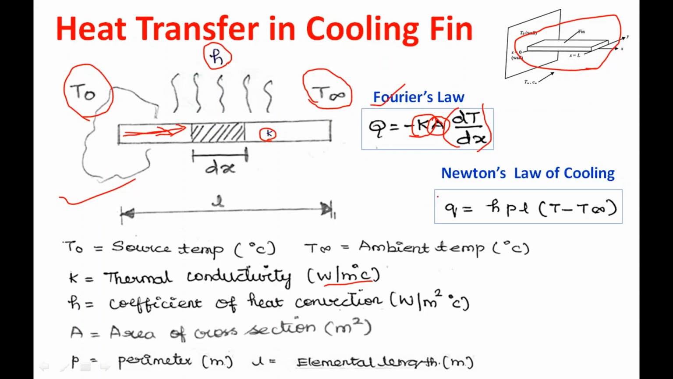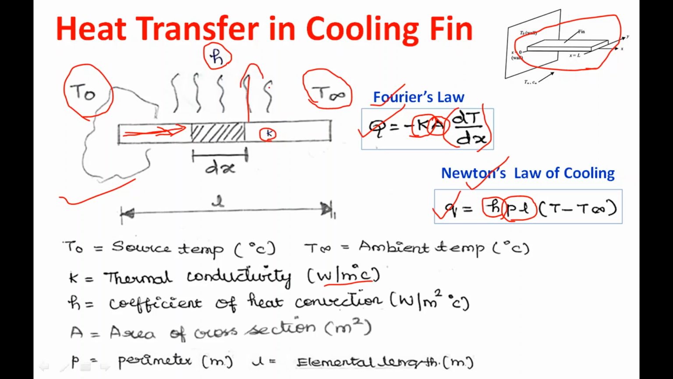For measuring the amount of heat due to convection mode, we are going to apply Newton's law of cooling. The amount of heat transferred, we are using capital Q for conduction and small letter q for convection, q is equal to h P L (T minus T infinity), where h is called the coefficient of heat convection. Then P and L: P is the perimeter, L is the length of the fin. This is called the surface area of the cooling fin, because convection takes place from the surface.